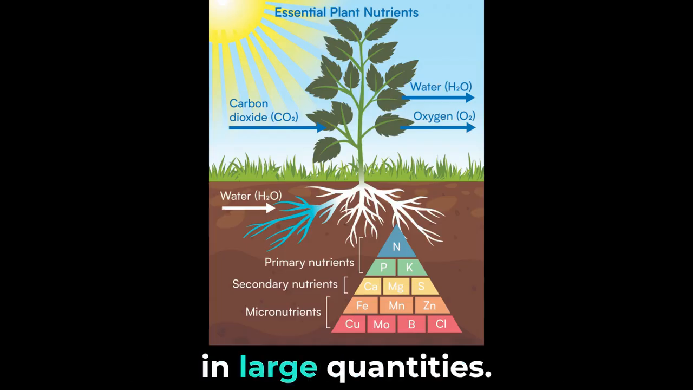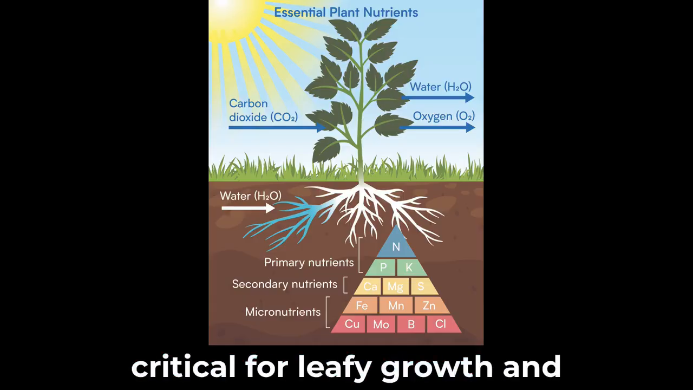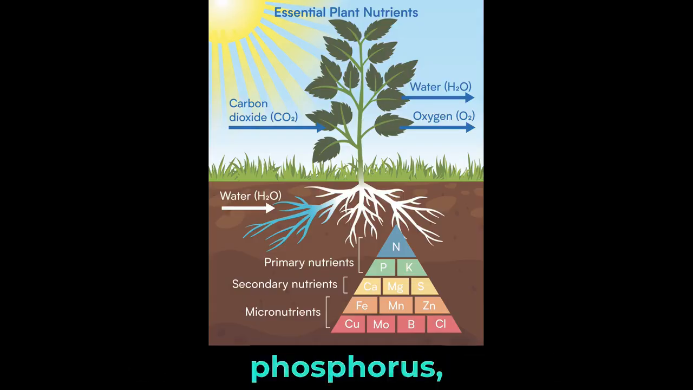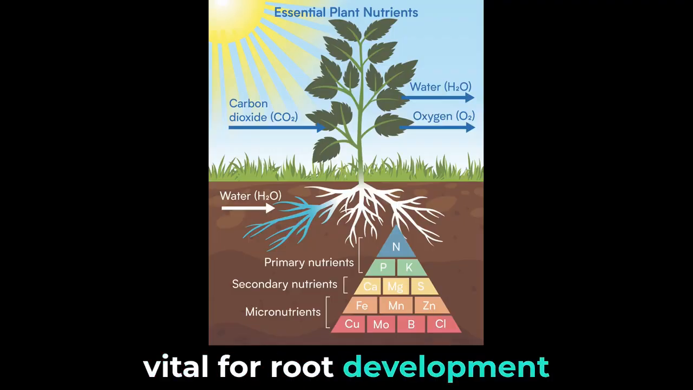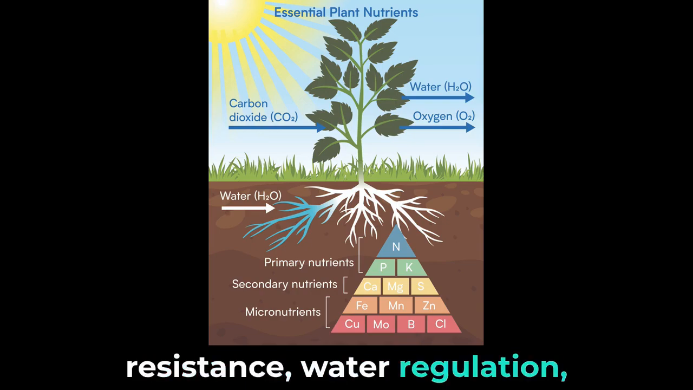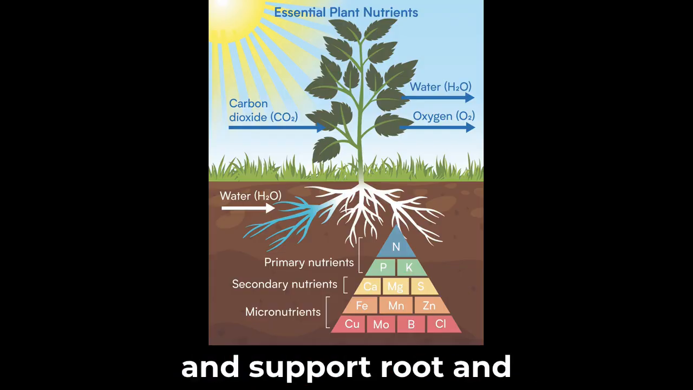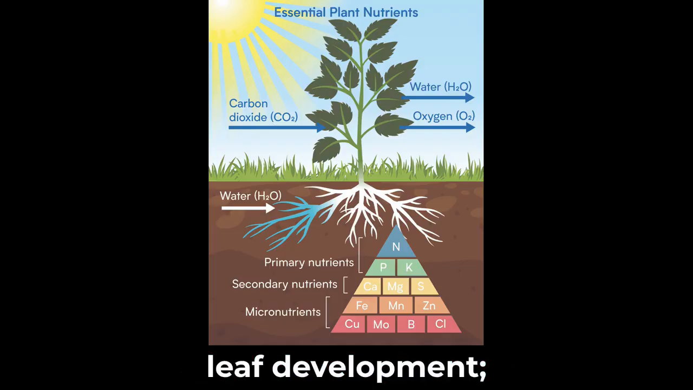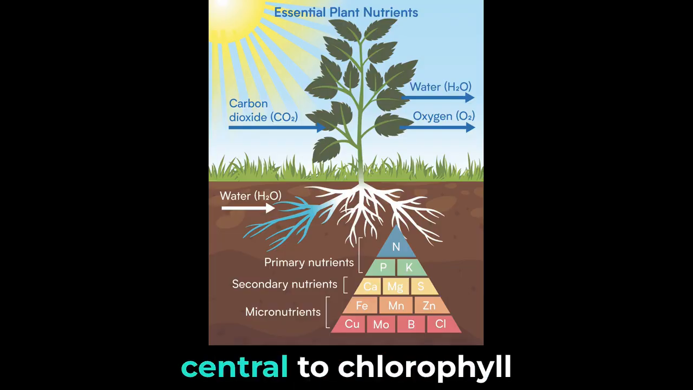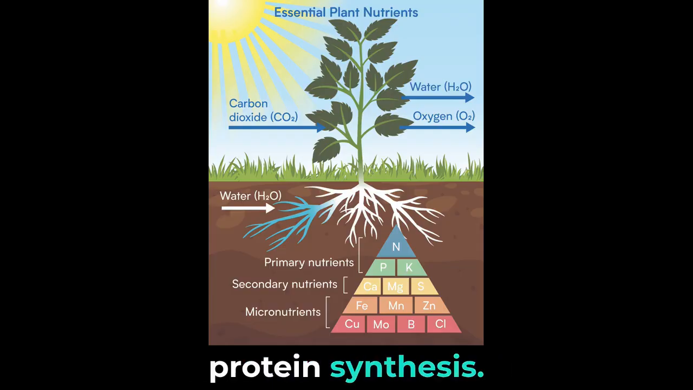Macronutrients are required in large quantities. They include nitrogen, critical for leafy growth and chlorophyll production; phosphorus, vital for root development and energy transfer; potassium, supports disease resistance, water regulation, and overall vigor; calcium, helps build cell walls and support root and leaf development; magnesium, central to chlorophyll production; and sulfur, plays a role in enzyme function and protein synthesis.